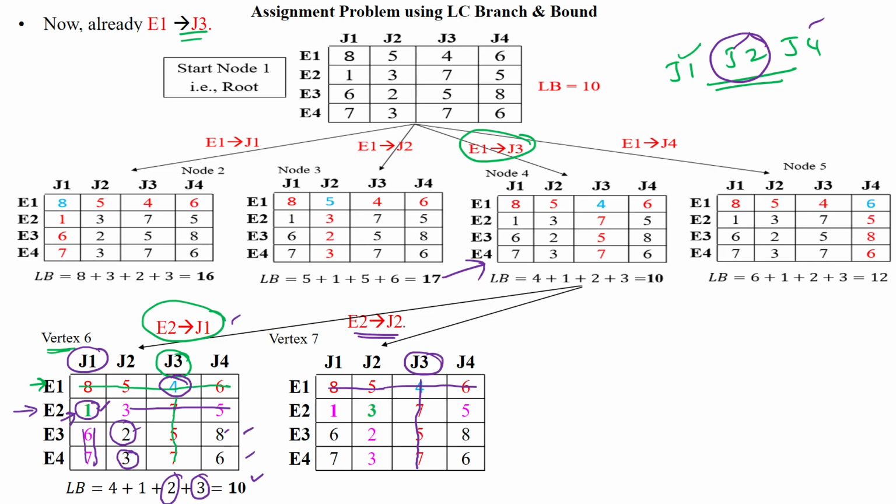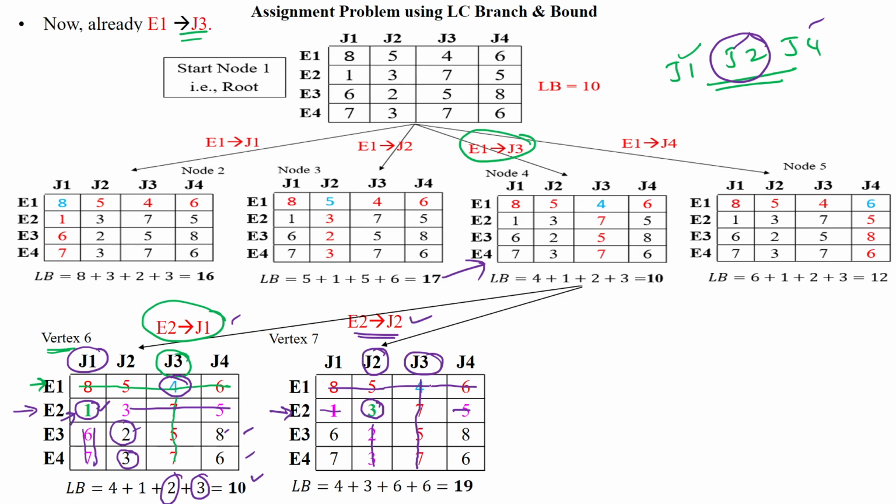Now job number 2 is going to be assigned to employee number 2. Once it is assigned, this is the cost he is gaining to do job number 2. So once it is assigned, now employee number 2 is not available and job 2 is also not available. Then we are going to calculate the cost.